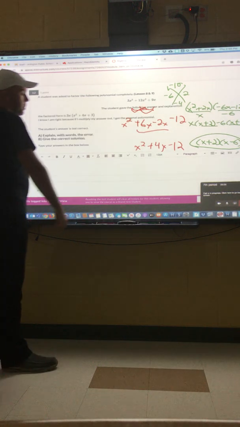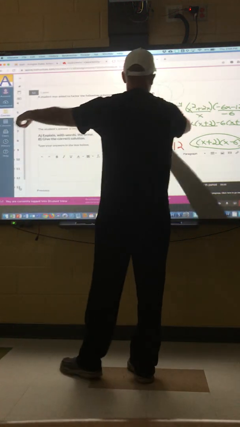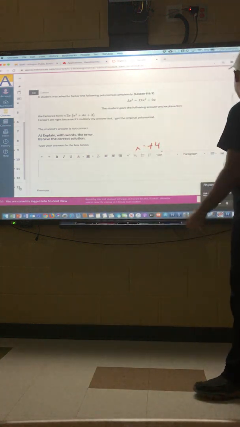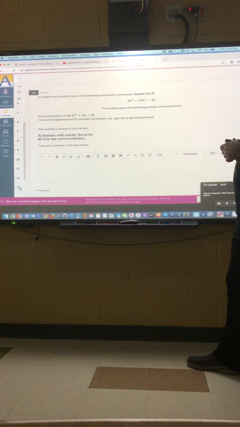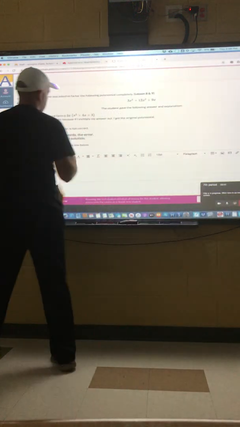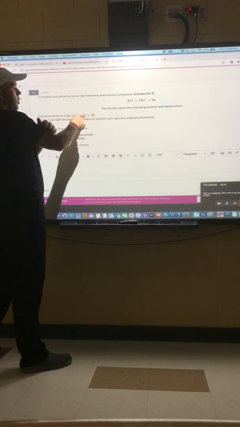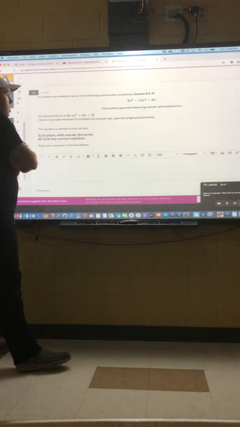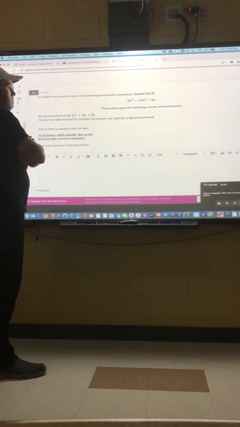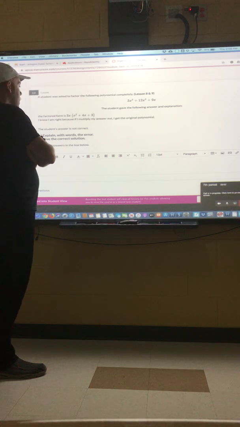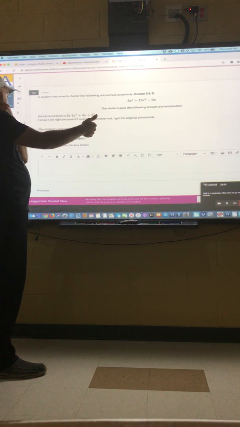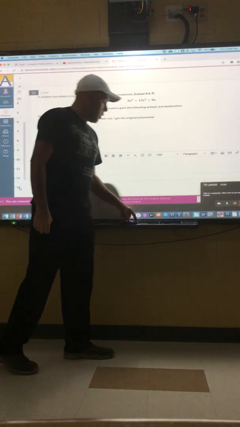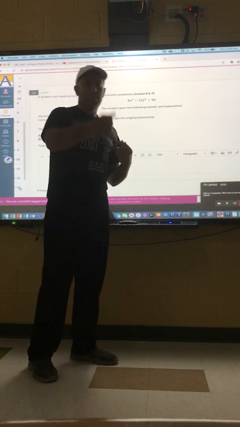All right, number 13. Okay, so here it gives us this problem, which is x cubed plus 12x squared plus 9x, okay? And then it said the student gave the following answer and explanation. So the factored form is 3x, and then they have x squared plus 4x plus 3 on the inside. And they put for their reasoning, I know I'm right because if I multiply my answer out, I get the original problem. Okay? It says the student's answer is not correct. So in A, I'm supposed to explain with words the error, and B, give the correct solution. Okay, again, what I'm saying are the words you should be writing.